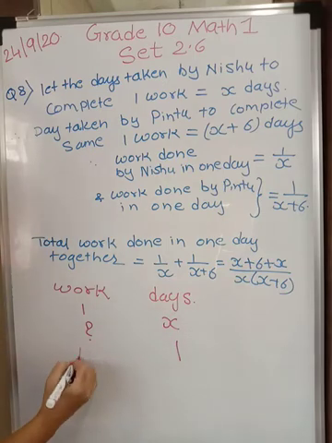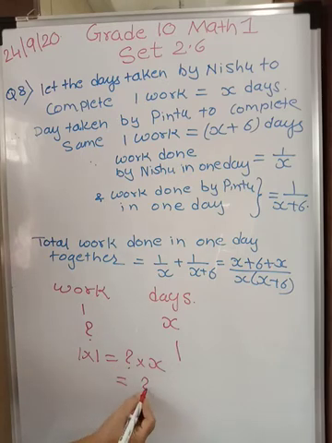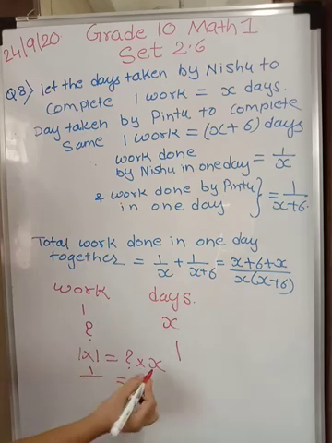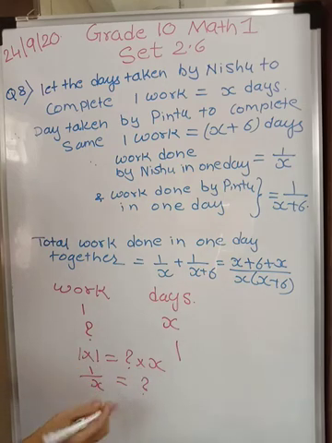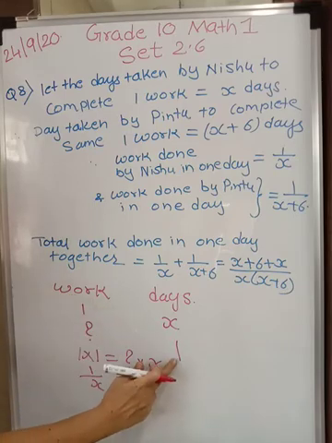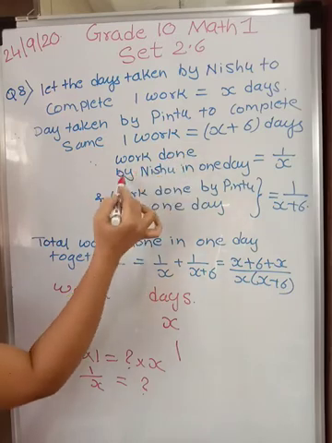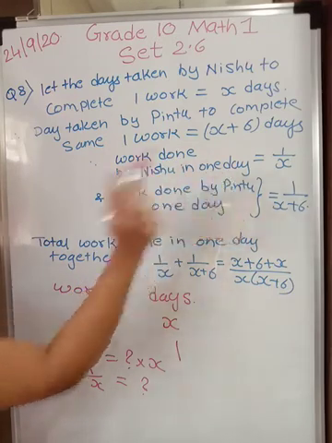So, how will we do it? 1 into 1 will be equal to question mark into X. We want to find the question mark. So, how much part of the work will be done in one day? It will be 1 into 1 is 1, and this X will be moved this side. So, 1 upon X part of work will be done in one day. I have written here, 1 upon X work will be done by Nishu in one day.